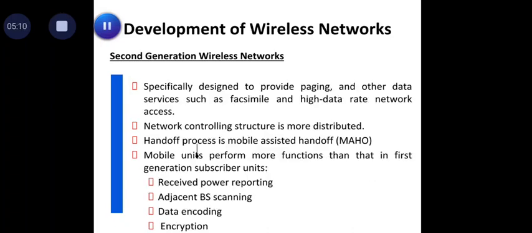It is specially designed to provide paging and other data services such as fax and high data rate network access. The network controlling structure is more distributed and the handoff process is mobile assisted handoff. Mobile units perform more functions than in first generation subscriber units. The additional functions are received power reporting, adjacent base station scanning, data encoding and encryption.